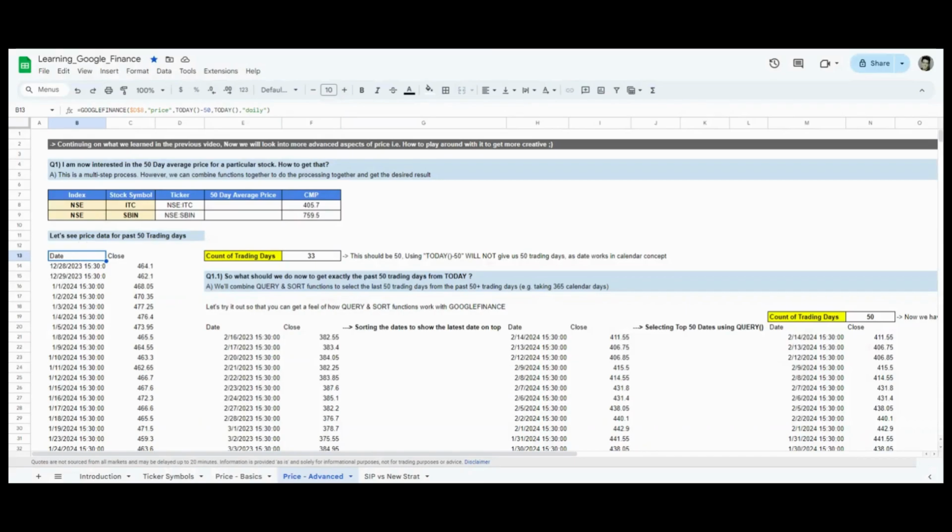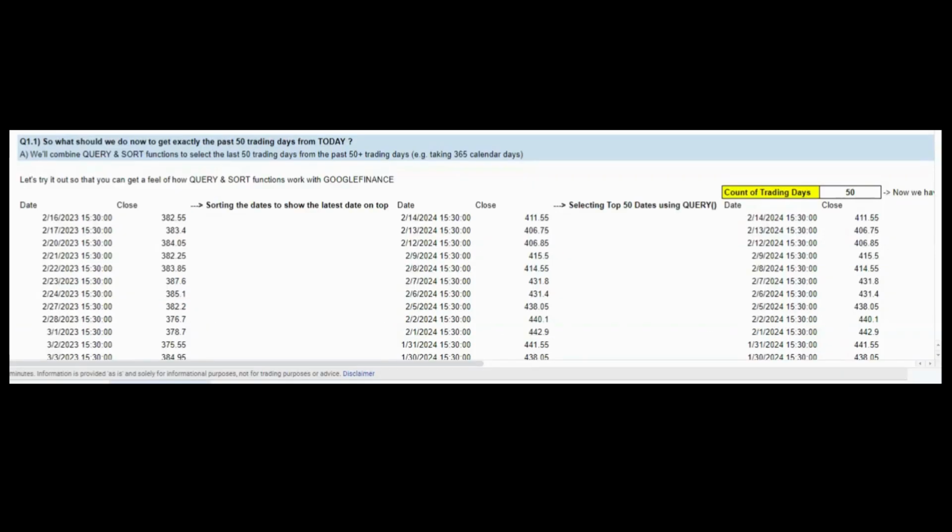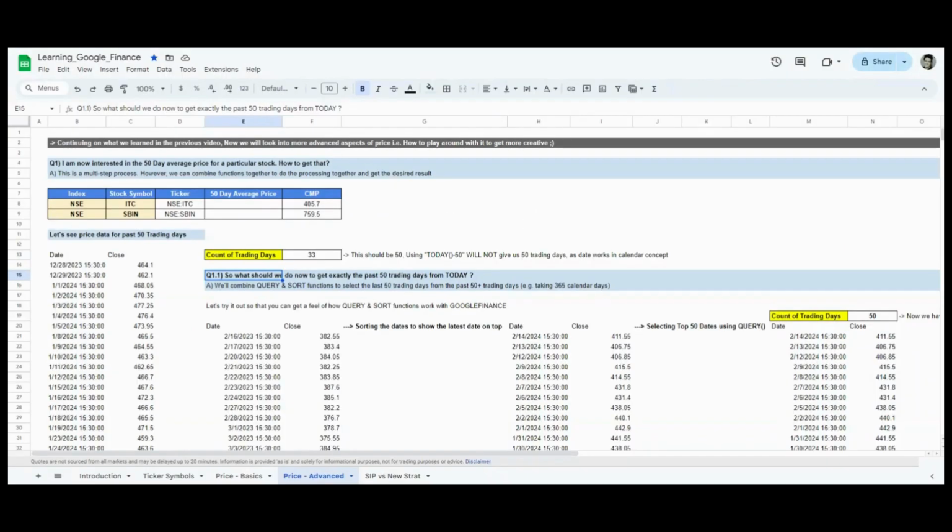This way we will not get the 50 trading days that we require. So here your basic concept will fail. However, we do have functions like query and sort that can make this number exactly 50. Okay, so with this, we move to question 1.1. What should we do exactly to get the past 50 trading days from today? We combine query and sort functions and you will see how we get exactly 50.